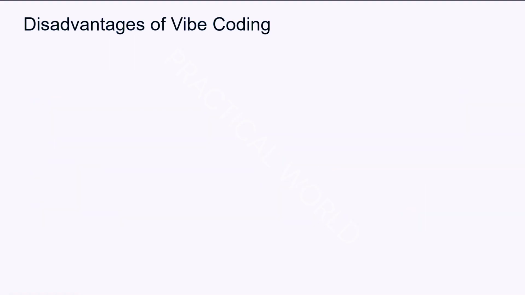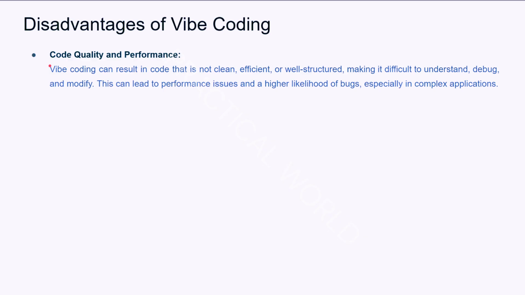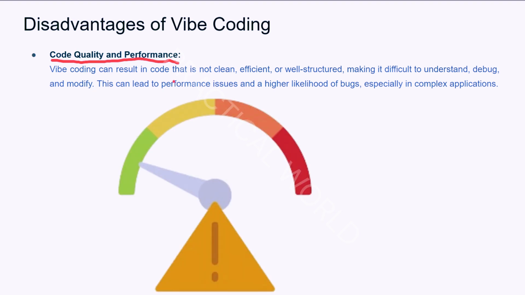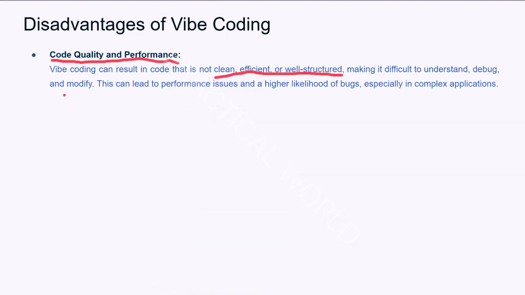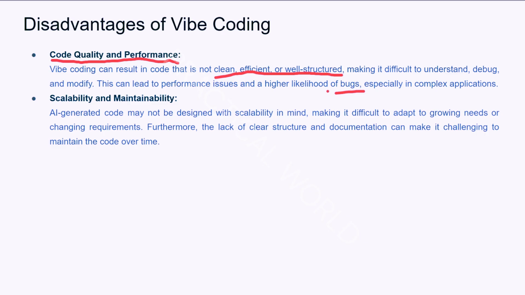Now let's discuss some disadvantages of vibe coding. Code quality and performance. Sometimes these LLMs do not provide clean, efficient, and well structured code, and developers need to again and again give feedback. And also they produce bugs, a lot of bugs.